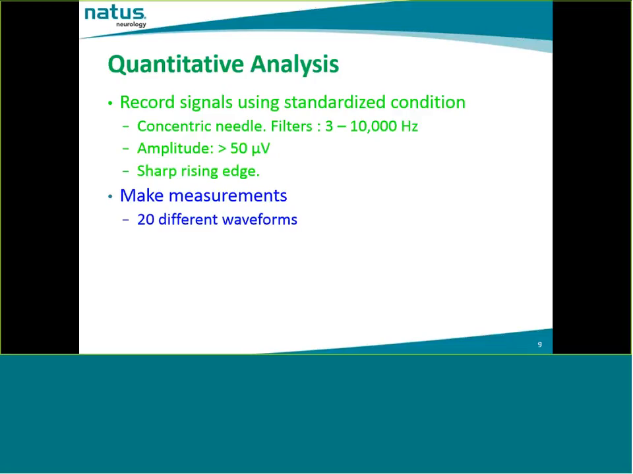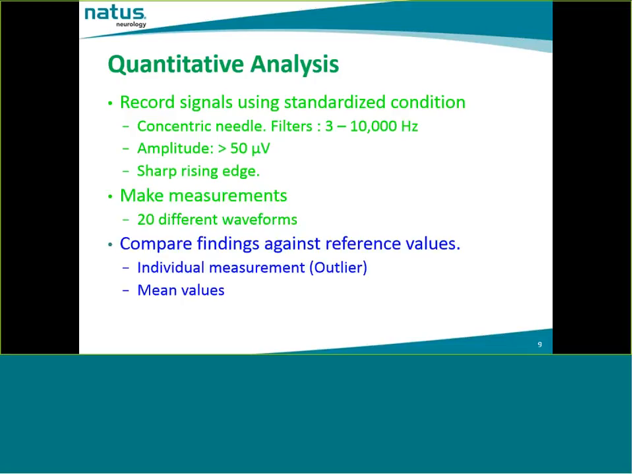And having recorded these waveforms, one proceeds with making measurements. Measurements such as amplitude, duration, phases, etc. And having made the measurements, we compare them against reference values. And there are two ways of making this comparison. One is the so-called outlier approach, where one looks at a single measurement and defines whether it is normal or outside the normal limits. The second approach is to calculate the mean values of measurements and then compare them against appropriate normative data.